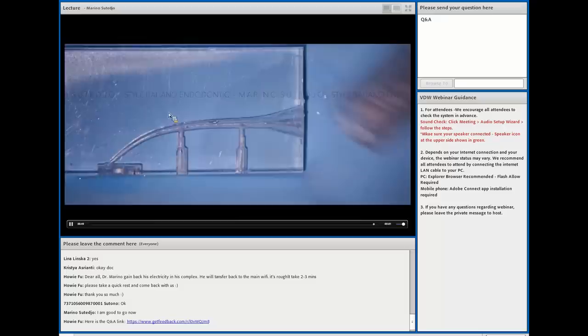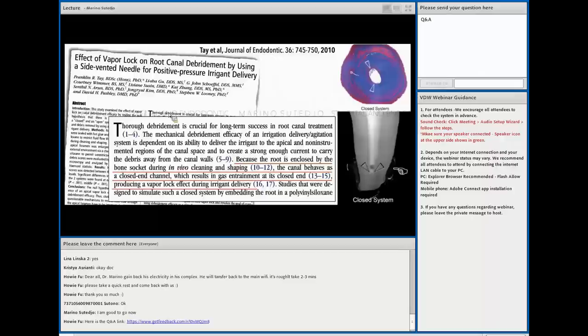What is also important about cleaning our root canal systems? As we all know, our tooth is enclosed in the bone socket. So when it is enclosed in the bone socket, our root canal system works as a closed-end channel, or we can say a closed system. It is not an open system. An open system is like the one you can see here.